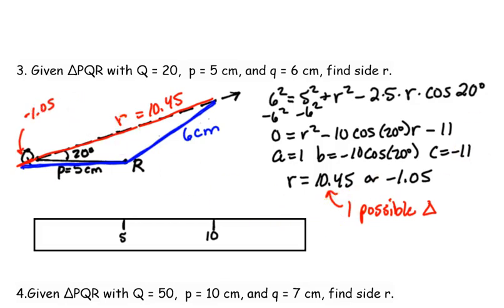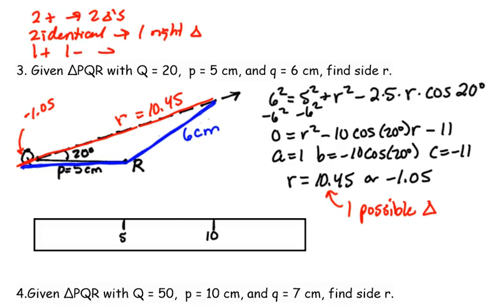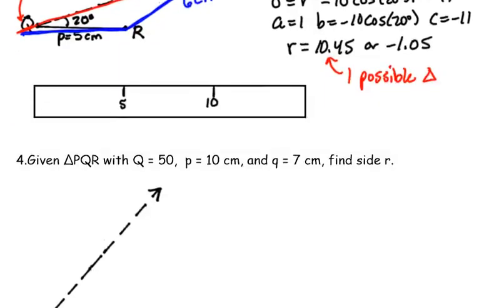Okay, so far what have we done? We've done 2 positive, and we ended up with 2 triangles. We've done 2 identical solutions, which gave us 1 right triangle, and we've done 1 positive, 1 negative, which gave us 1 triangle. So what are our other choices? You might mention 2 negative solutions, and there's also another possibility, which I'm going to show you now.